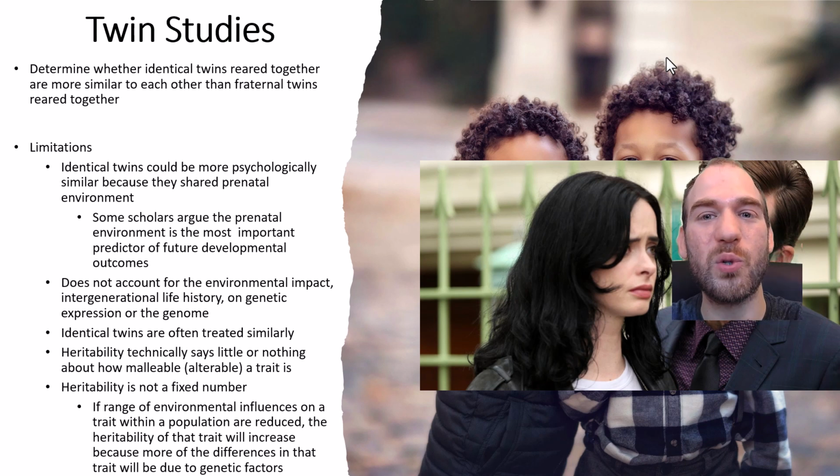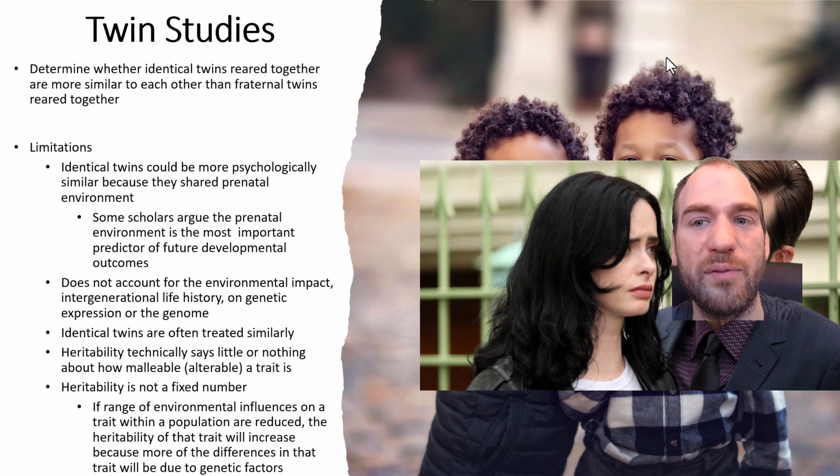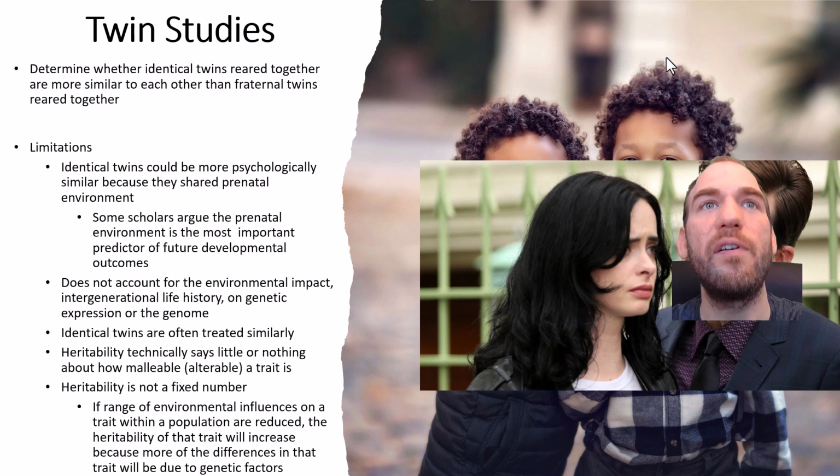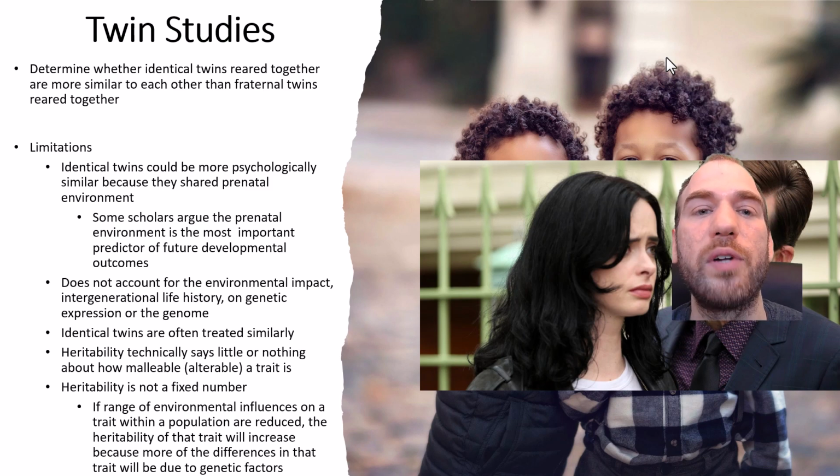So when you reduce one side of that ledger, one side of that ratio, you're going to automatically increase the amount of heritability associated with a particular trait. That is because there's no environmental manipulation, and thus the only differences that are left are due to, quote-unquote, genetic differences. So again, twin studies are very interesting, but there's still a lot to unpack related to them.